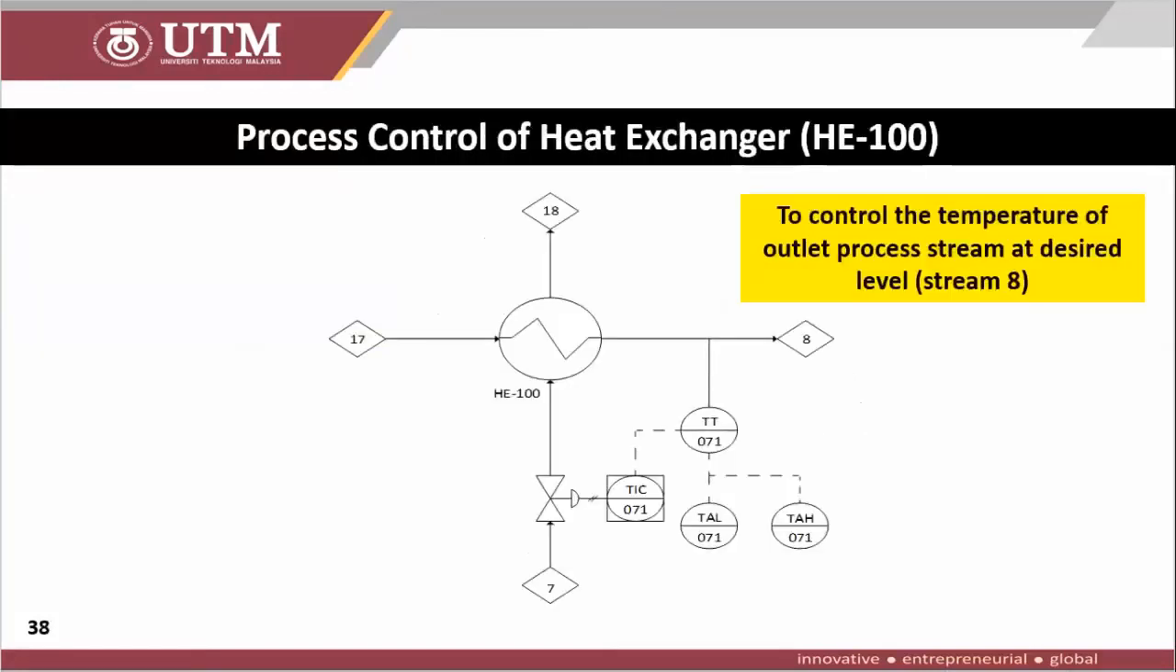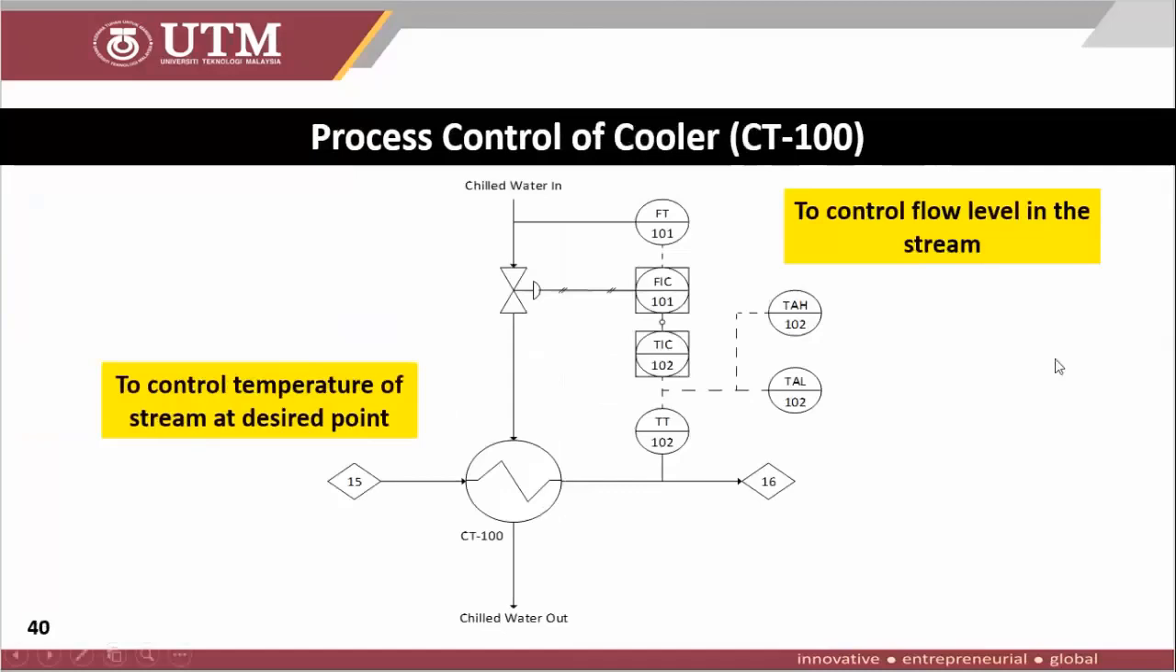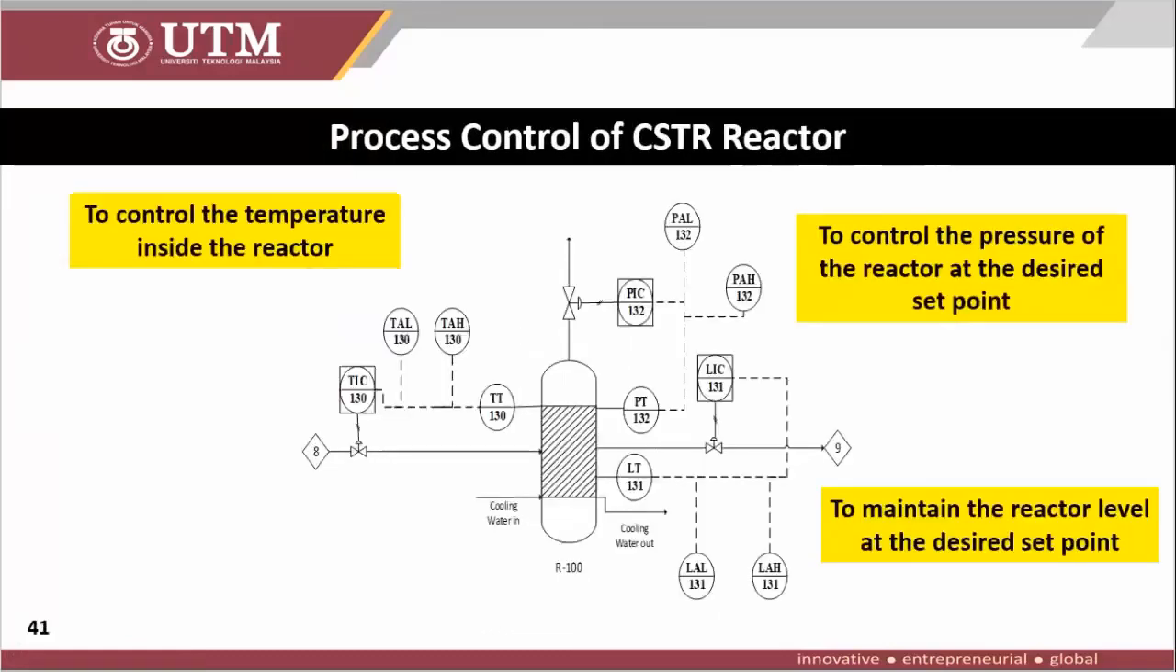For the heat exchanger, we control the temperature of the outlet stream. For the heater, we control the level and the temperature. For the cooler, we control the temperature and the level of the stream. For the reactor, we control the temperature, the pressure, and the level inside the reactor.